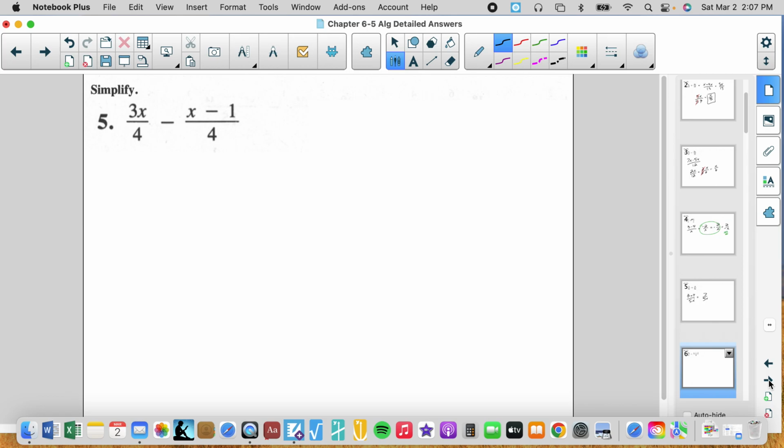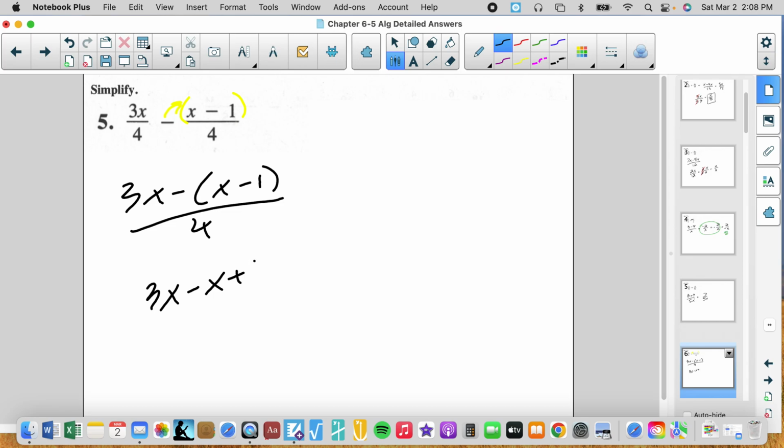So this is the first one where we are subtracting, but we have to distribute the negative. You can't put it down here because then they wouldn't be like denominators. So that's an important little thing that most students don't know. So we have 3x minus the quantity x minus 1 over 4, which is 3x minus x plus 1 over 4, which simplifies to 2x plus 1 over 4.